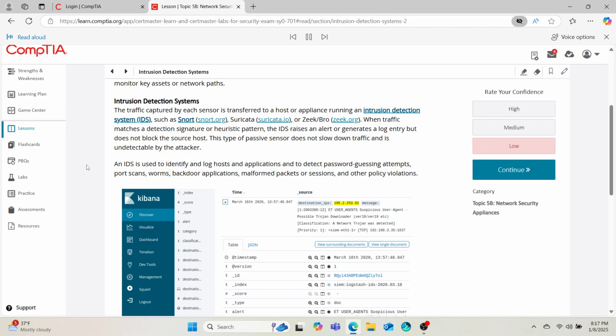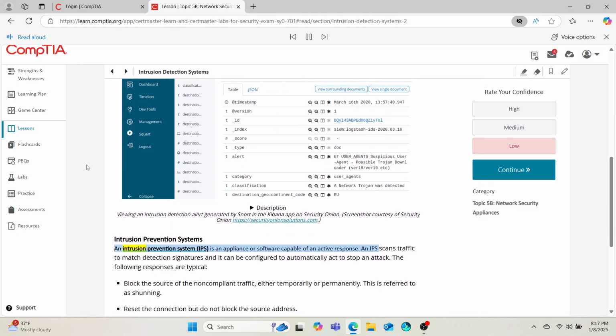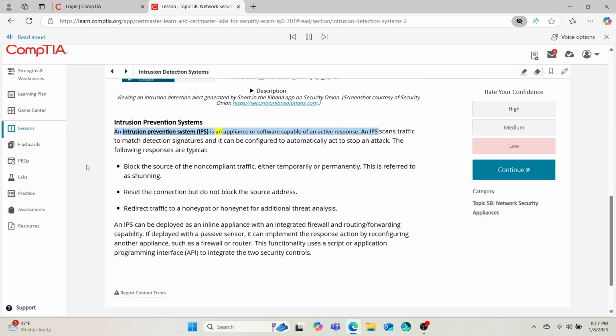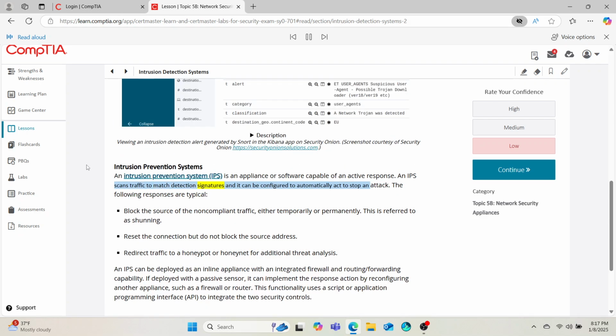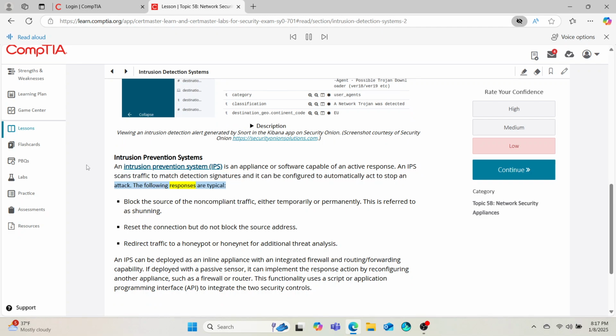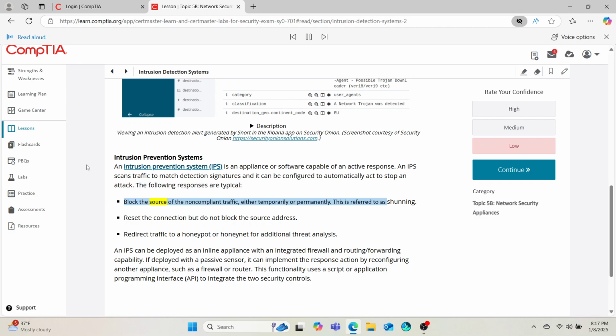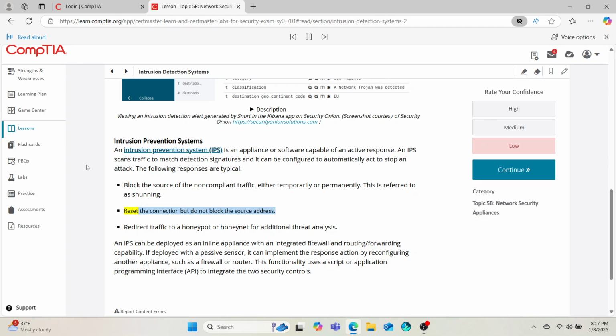https://securityonionsolutions.com. Intrusion prevention systems. An intrusion prevention system, IPS, is an appliance or software capable of an active response. An IPS scans traffic to match detection signatures, and it can be configured to automatically act to stop an attack. The following responses are typical. Block the source of the non-compliant traffic, either temporarily or permanently. This is referred to as shunning. Reset the connection, but do not block the source address. Redirect traffic to a honeypot or honeynet for additional threat analysis.